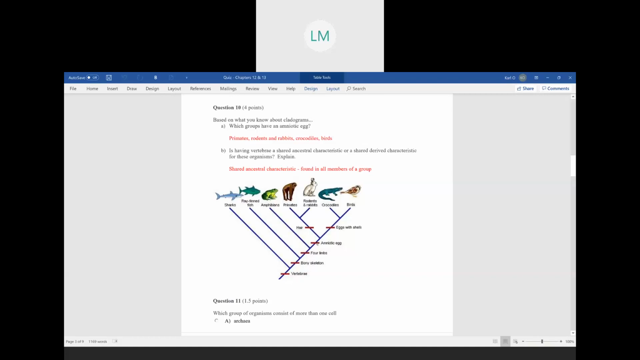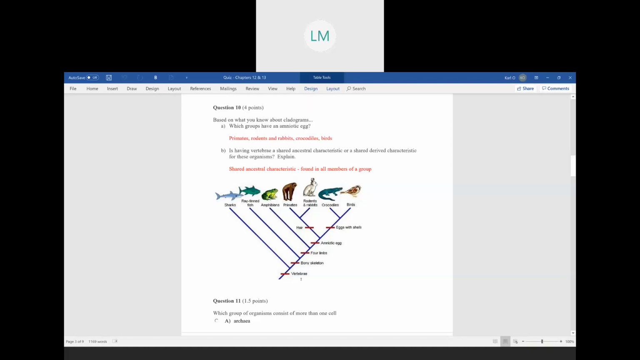On the right side of this trait, we have this branch point over here, which leads to our primates and our rodents and our rabbits. And then we have another branch over here that's crocodiles and birds. So all 4 of those groups are going to have the amniotic egg. And part B is asking whether having vertebrae is a shared ancestral characteristic or a shared derived characteristic. Vertebrae is down here.